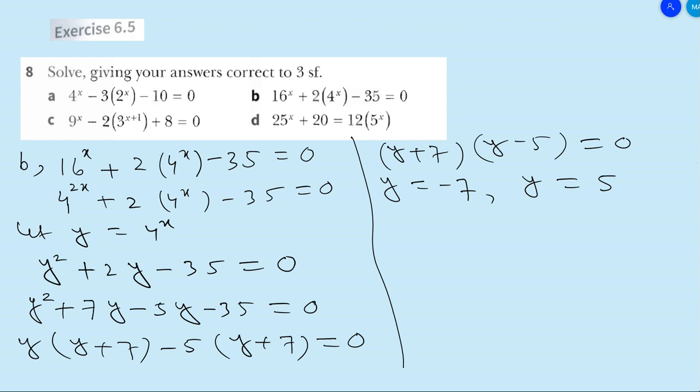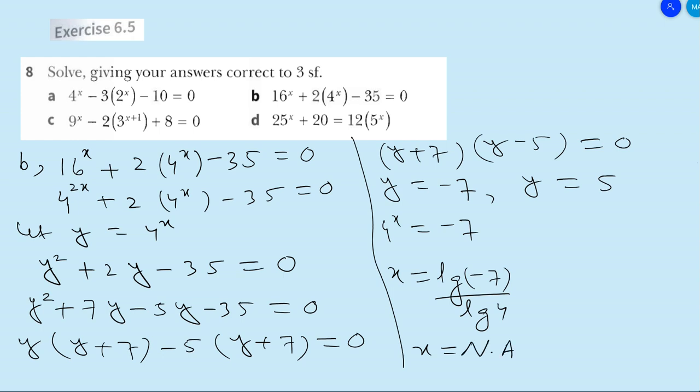Now taking log on both sides. Oh, sorry. Before we take log on both sides, write the correct value of y. That is 4 to the power x is equal to minus 7. Now taking log on both sides, x is equal to log minus 7 upon log 4. Again, this is not admissible because logarithm doesn't allow a negative sign. So log minus 7 is not possible. You will get a math error in your calculator.